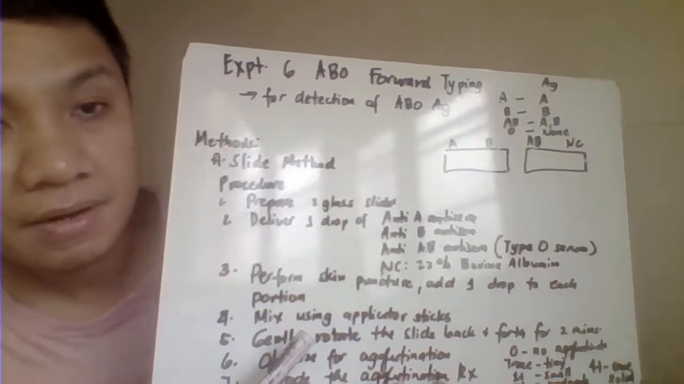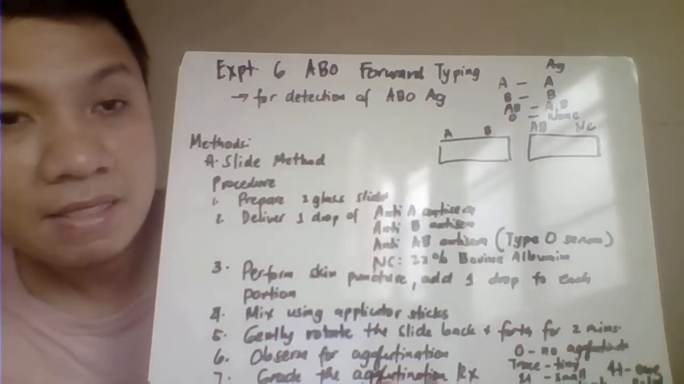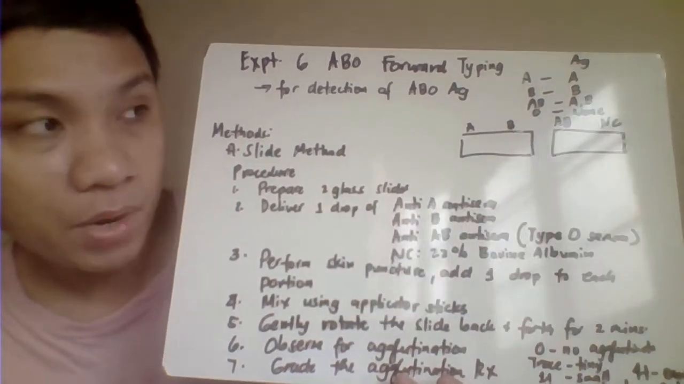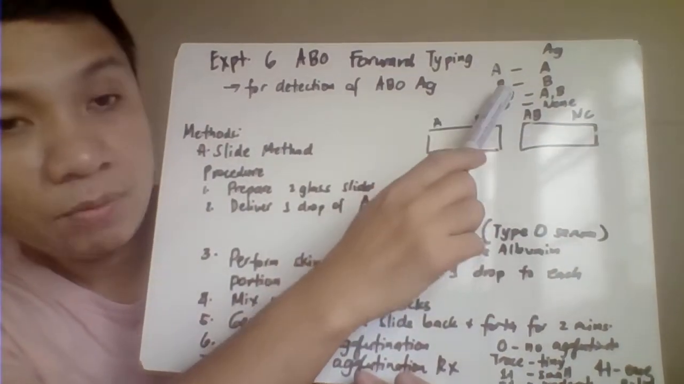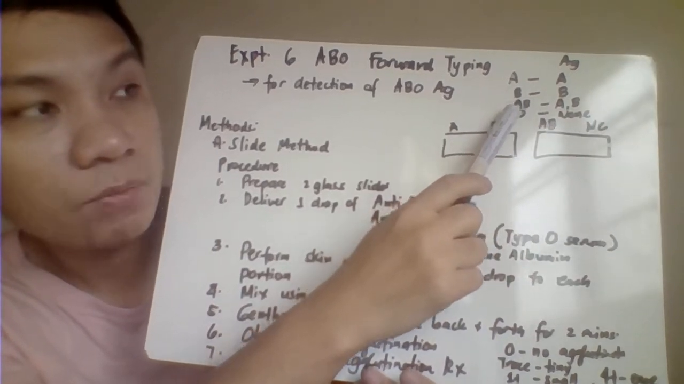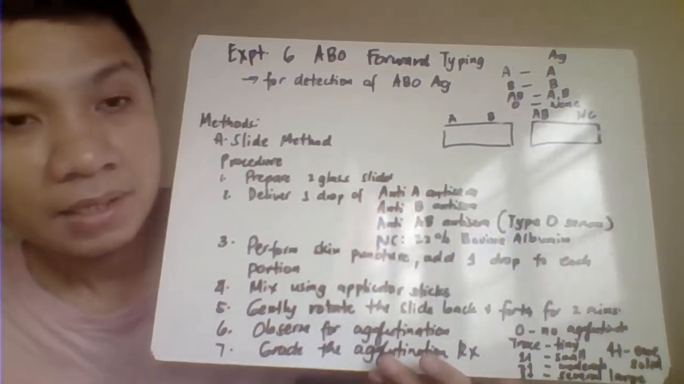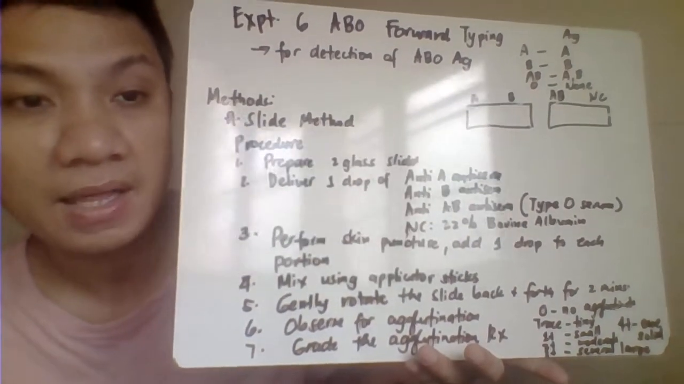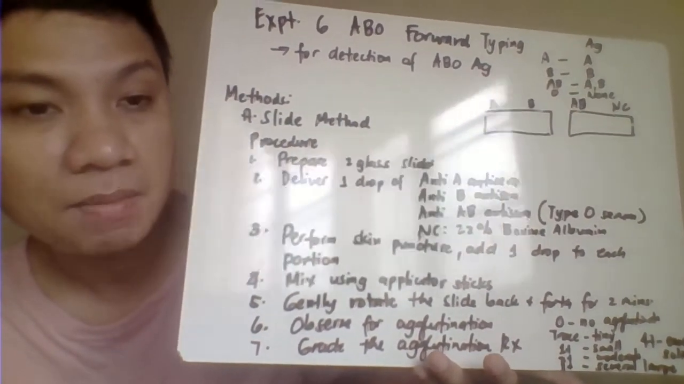Okay, so again, as a review, type A individual contains here A antigen on their red cell membrane. Type B would have here the B antigen. AB patient would have here A and B antigens. And type O individual does not have the antigens on their RBC membrane.